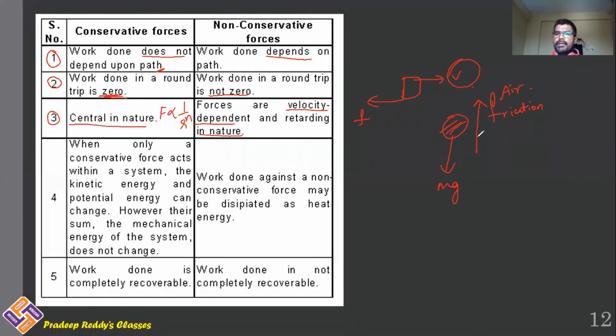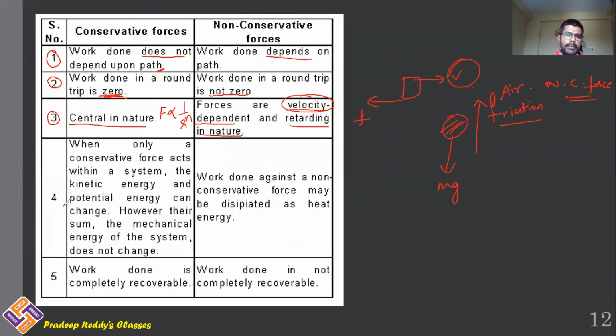Air friction acts in the upward direction, which decreases the velocity of the ball. Air friction is also a non-conservative force. Non-conservative forces are velocity dependent. They decrease the magnitude of velocity. Therefore, they are also called retarding in nature.